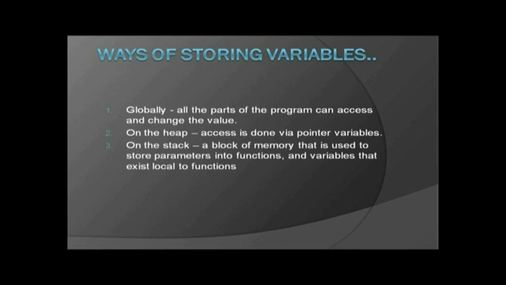Variables are stored in memory, but in different ways depending on how they are used. They are stored globally, on the heap and on the stack. When storing globally, all parts of the program can access and change the value. Access is done via pointer variables when stored on the heap. When storing on the stack, a block of memory is used to store parameters into functions and variables that exist locally in functions.